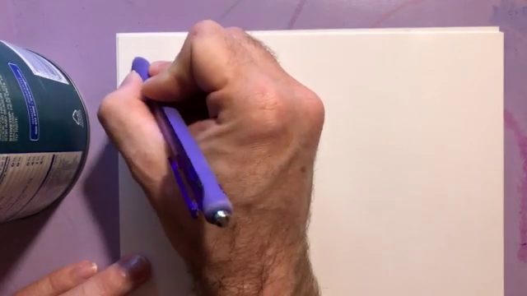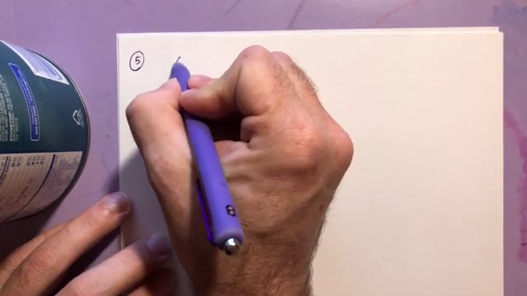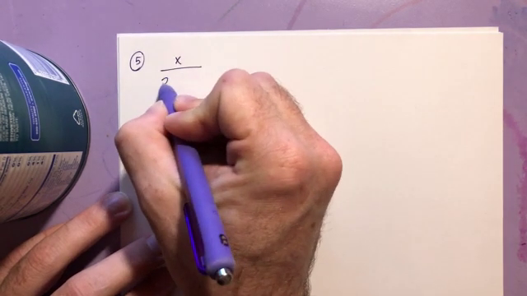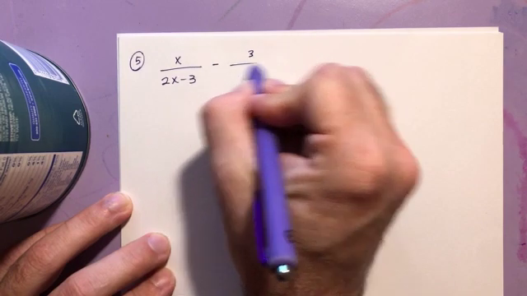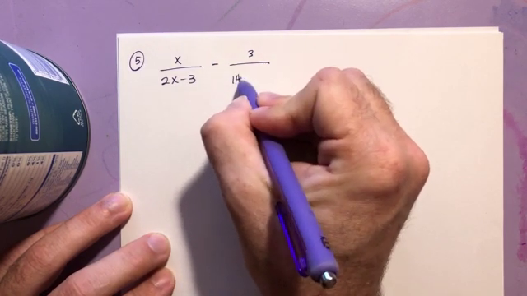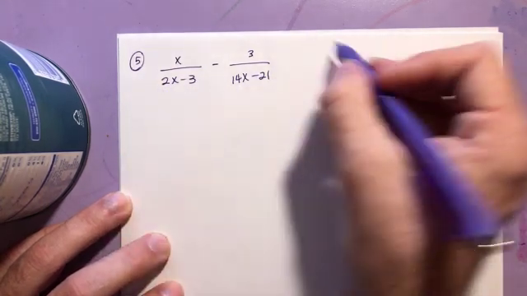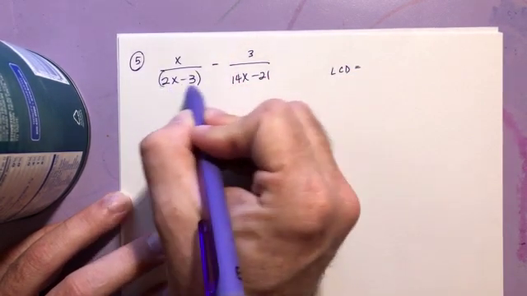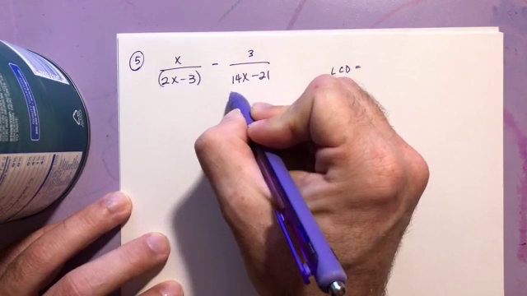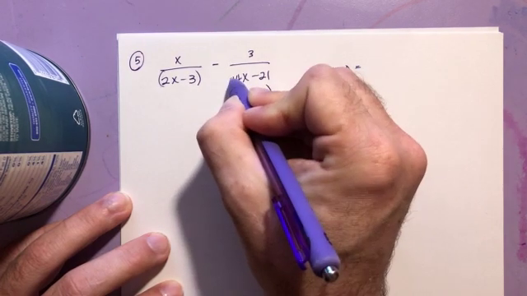Okay, number 5. We have x over 2x minus 3, and then minus 3 over 14x minus 21. Okay, so first thing, find the LCD. That means we have to factor. So 2x minus 3, he's good. But this guy, you can factor out a 7, and you'll be left with 2x minus 3.